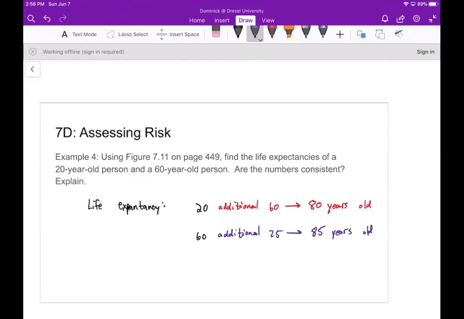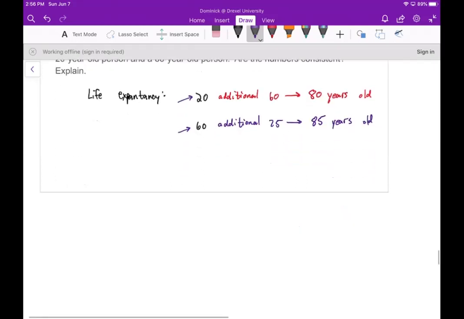So the numbers are somewhat consistent, but they're off by a couple years. And the reason why is because if you made it to 20, you haven't made it as far as someone, obviously, who's made it to 60. And by making it to 60, you sort of guaranteed 40 extra years of health, right? So that's sort of the idea there. That's why that life expectancy is coming out a little bit different.